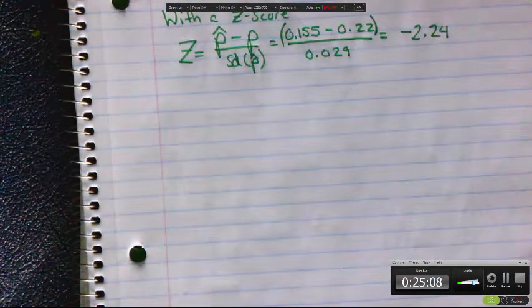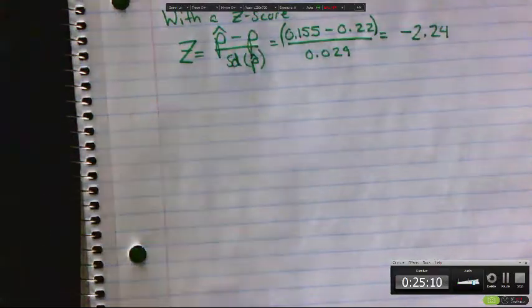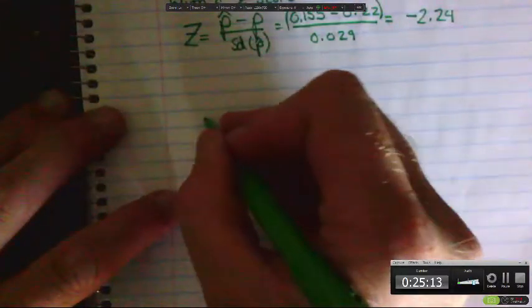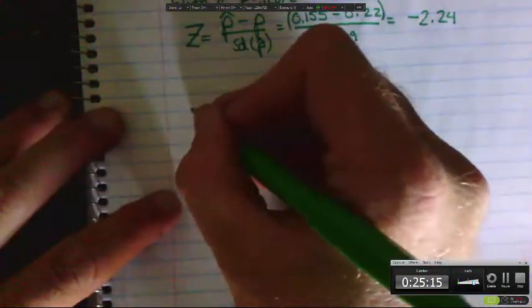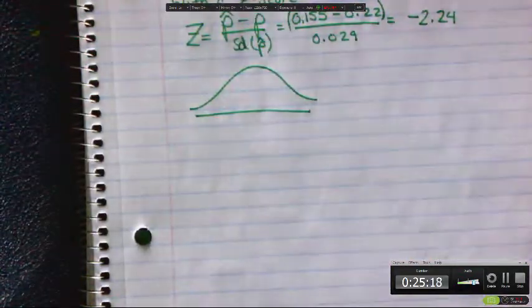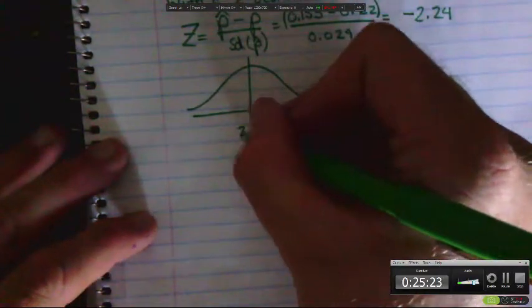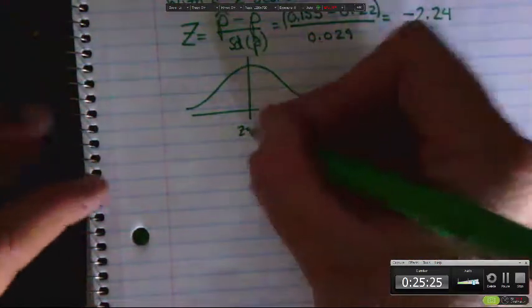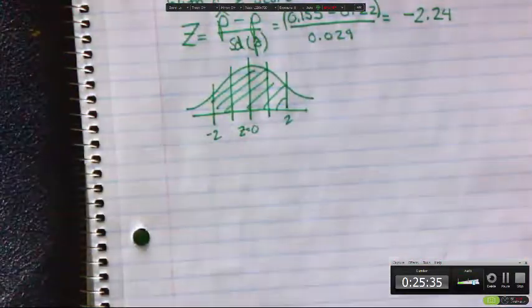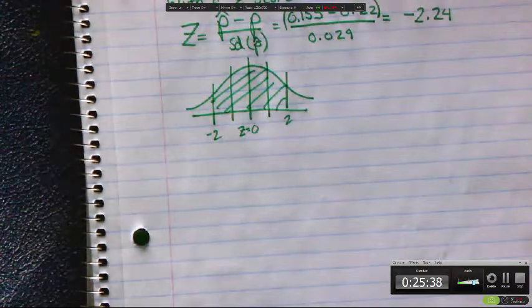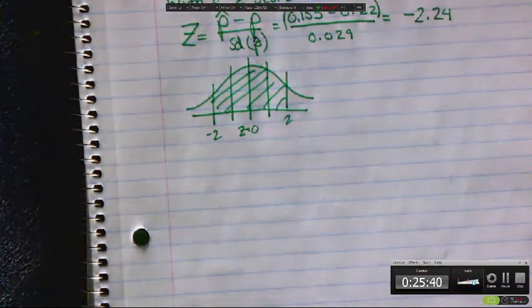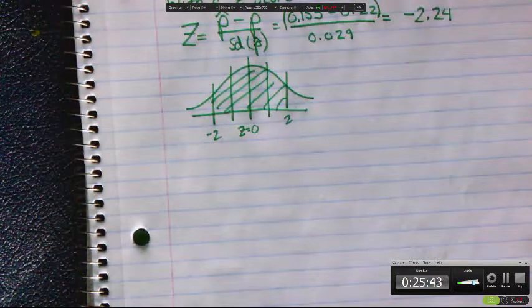So we get negative 2.24. Well, if we think about this, we don't actually need to make a confidence interval. What's the z-score in the middle of a graph? 0. The 95% confidence interval goes from -2 up to +2. This is where 95% of the time, we should get an answer between -2 and 2. So rather than making a confidence interval, we would just look at the z-score.